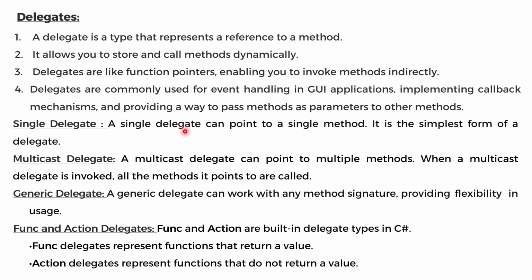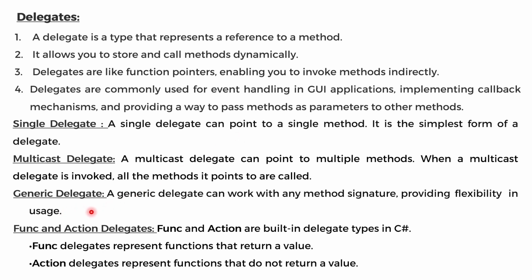We have four types of delegates here. Number one is the single delegate. A single delegate can point to a single method. It is the simplest form of a delegate. When we come to the multicast delegate, it can point to multiple methods. When a multicast delegate is invoked, all the methods it points to are called.